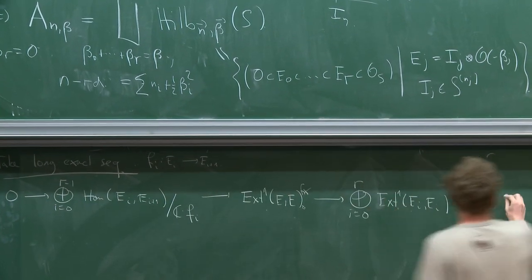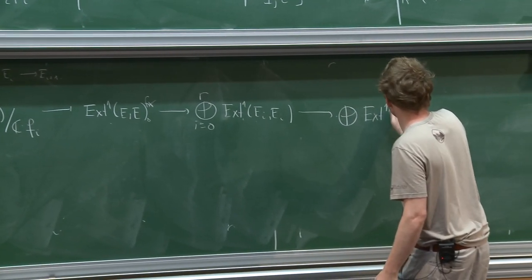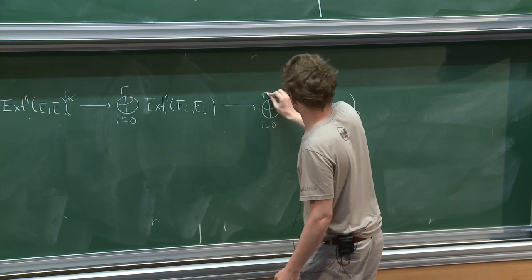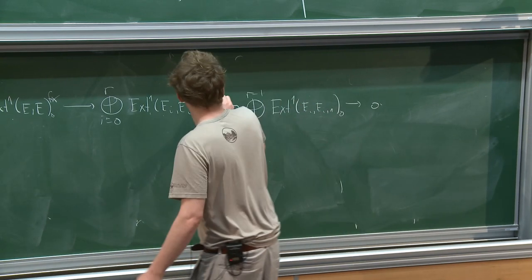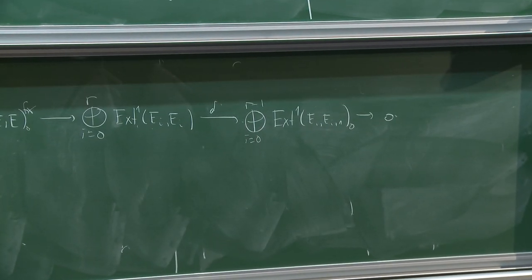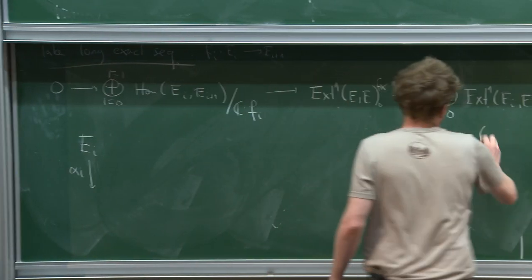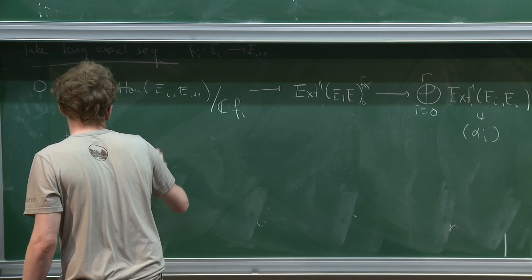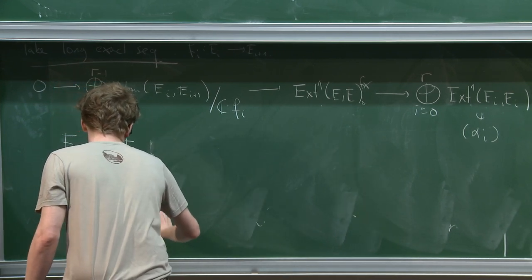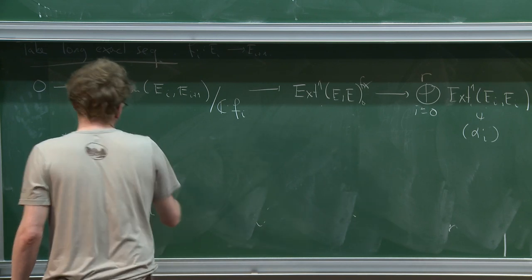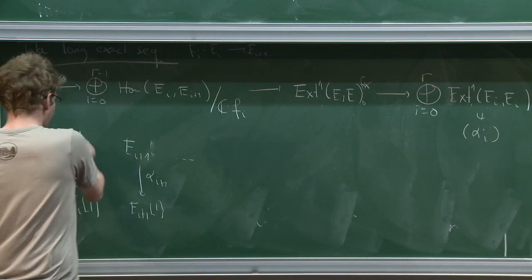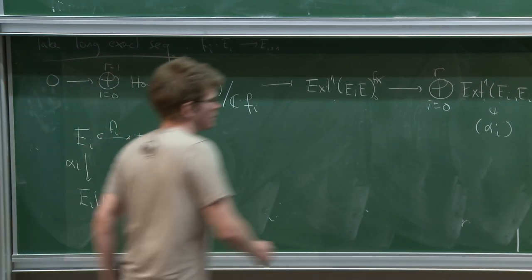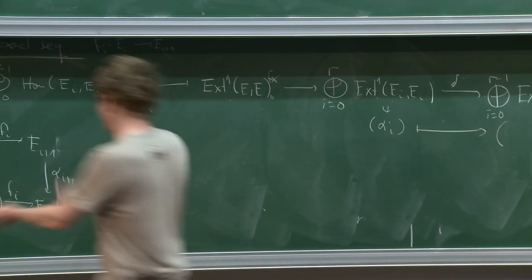That's this map. And then the next one here is the Ext^1 of E_i, E_{i+1}. And then here you have the 0, and then you have Ext^2 of R minus 1. What is this map here? It's kind of an interesting map, and let me draw you one picture. Say you have a tuple here, alpha_i, that gives you a collection of deformations of the individual sheaves. And then you have these natural inclusions here. Essentially this map sends you to the condition that makes this diagram commute.